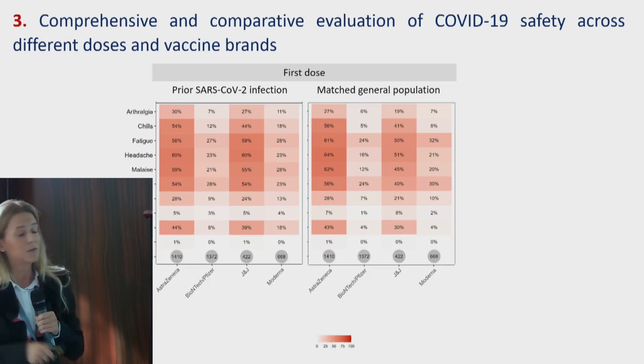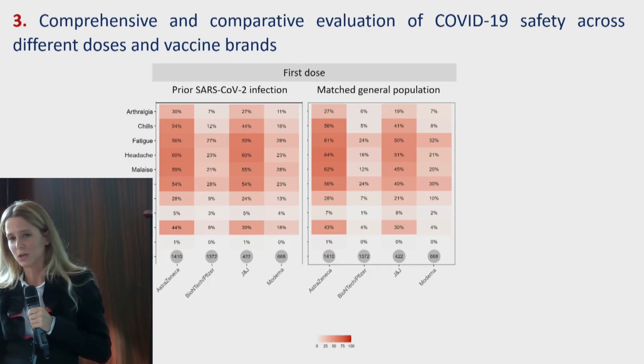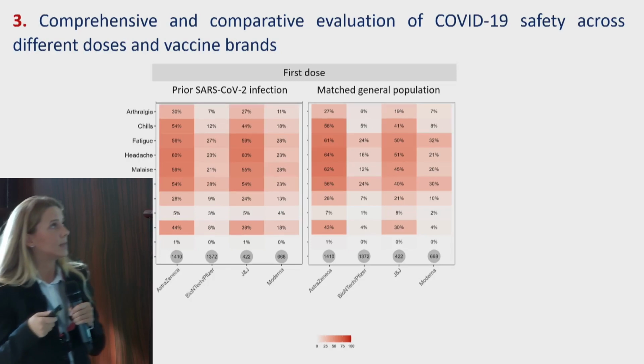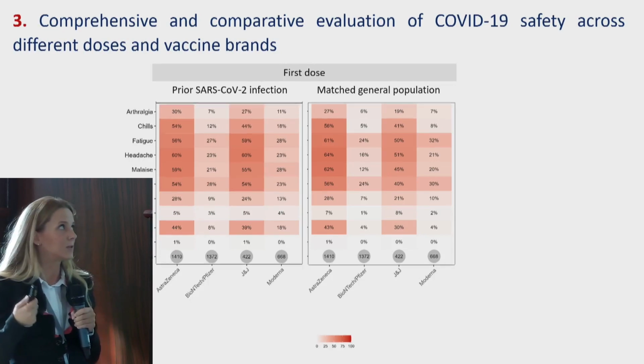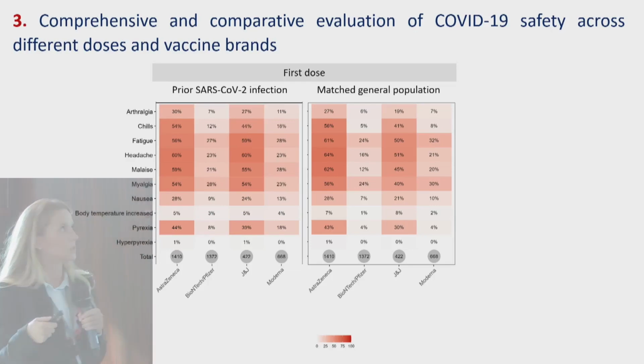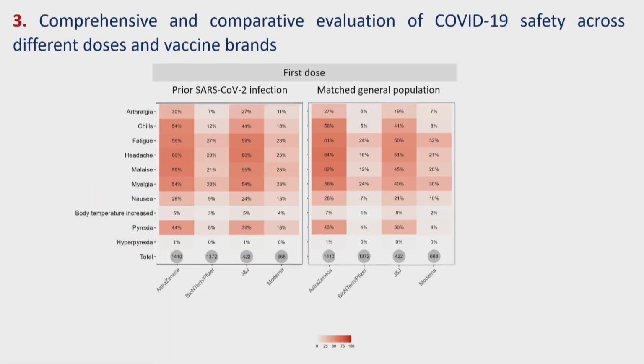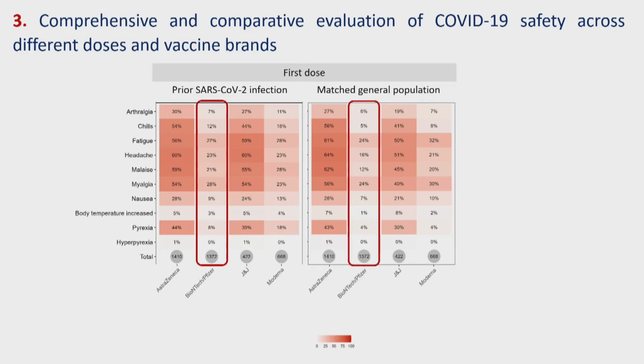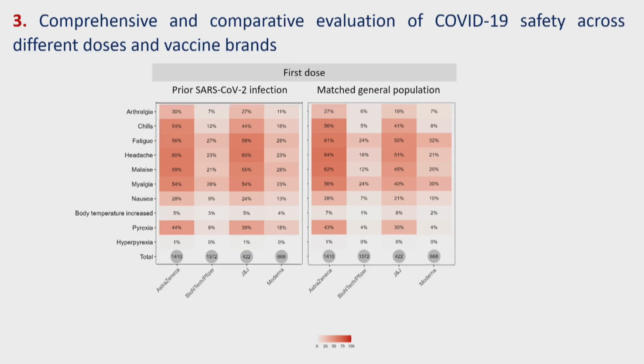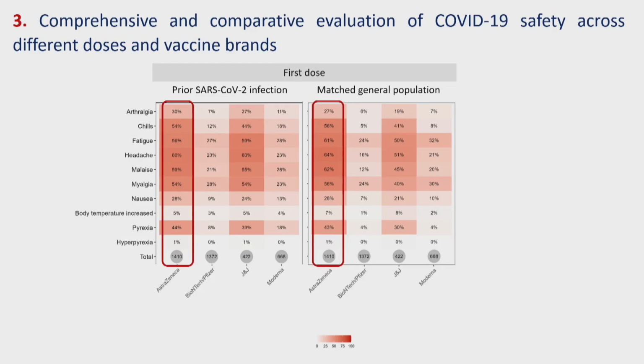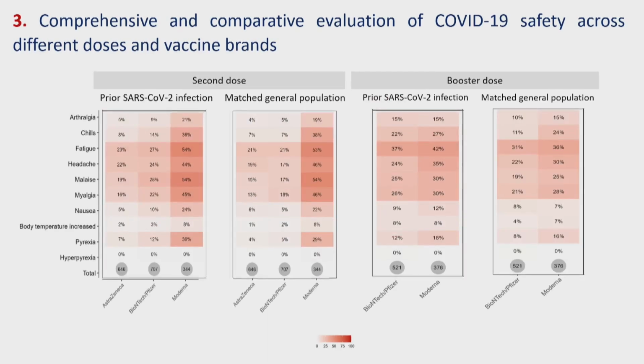As an example, for people with prior SARS-CoV-2 infection, that we all knew had increased reactogenicity as compared to those with no prior SARS-CoV-2 infection, we can observe in our study that this is confirmed for all vaccines, Pfizer, Janssen, Moderna, except for AstraZeneca, for example, probably due to the fact that AstraZeneca had an increased reactogenicity overall. And the same goes for the second and the booster dose.